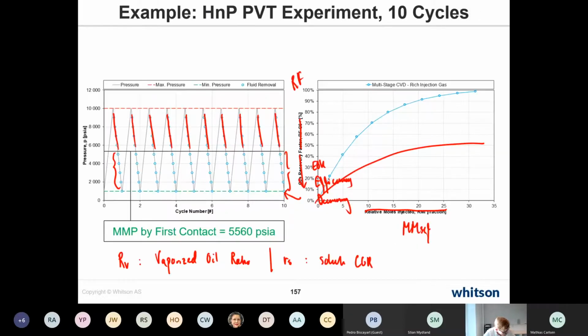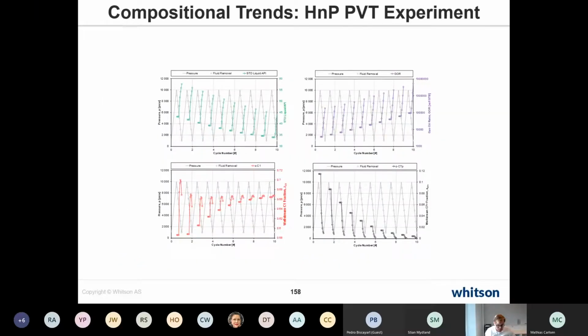Good. The reason why we wanted to add this type of complexity is that since that's more representative of what we should expect in the field, then maybe we can use that compositional signature and see if we actually are seeing it in the field. And for the compositional trends that we see from a huff and puff experiment like this, I'll write what these different things are in terms of oil field units. So this is API gravity. This is GOR, this is methane content, and this is C7 plus content. And this could in theory be C6 plus content for that matter.